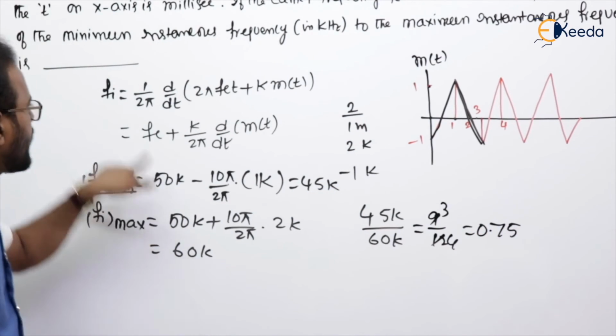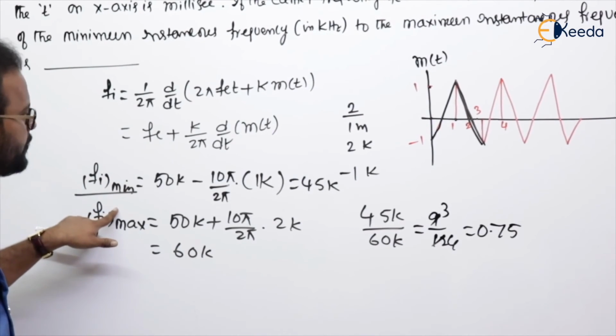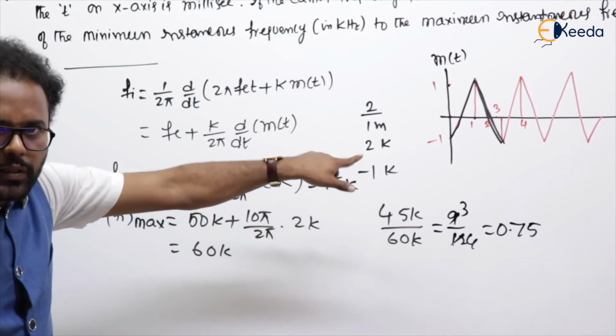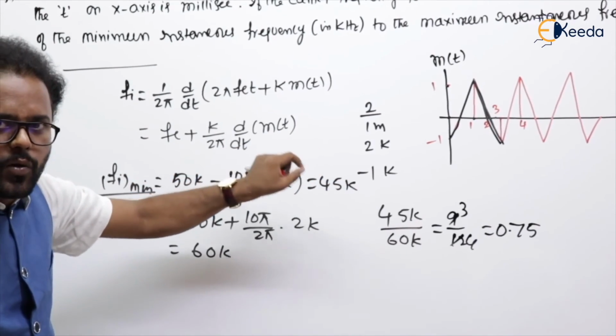Simple question: calculation of Fi minimum and Fi maximum. But here you have to know the slope calculation. Change in y by change in x is called slope.